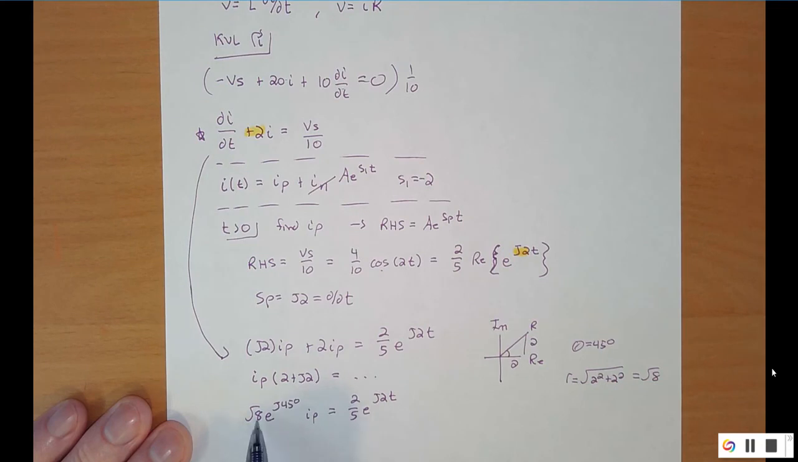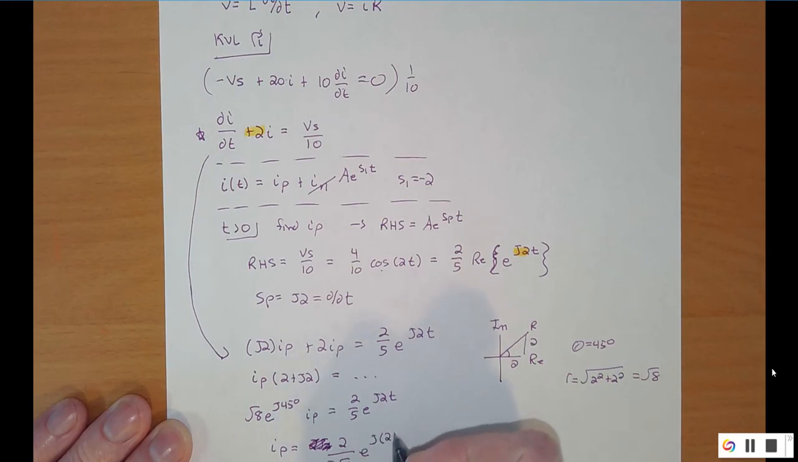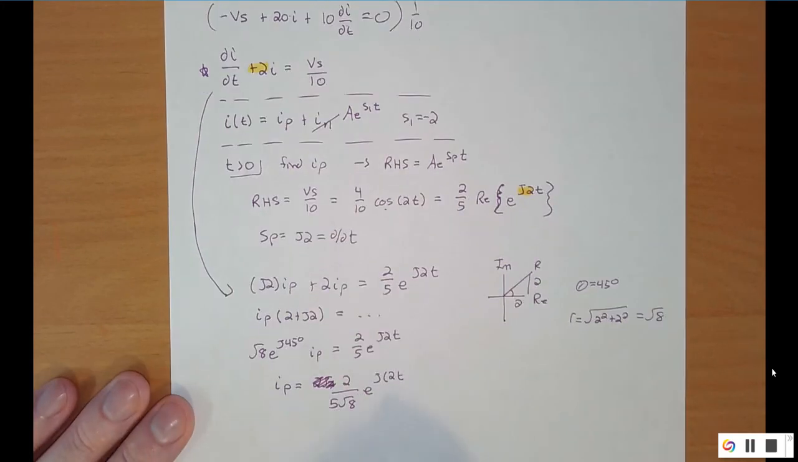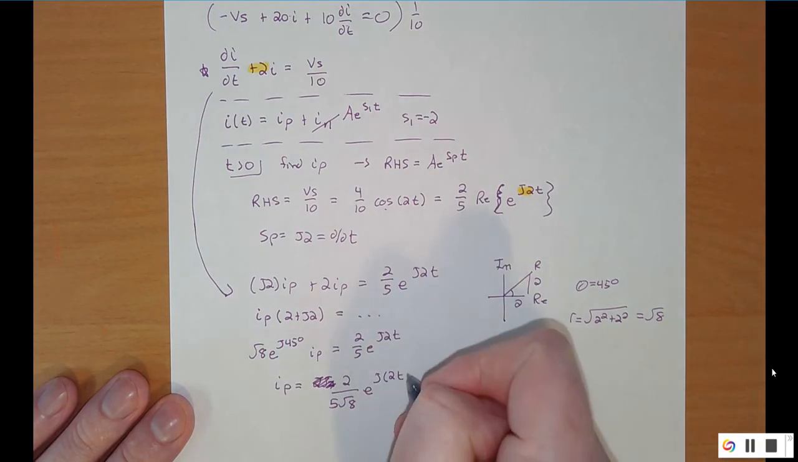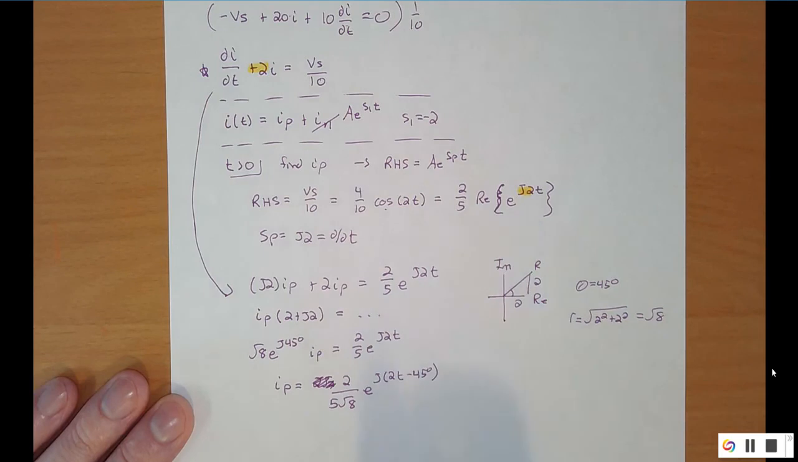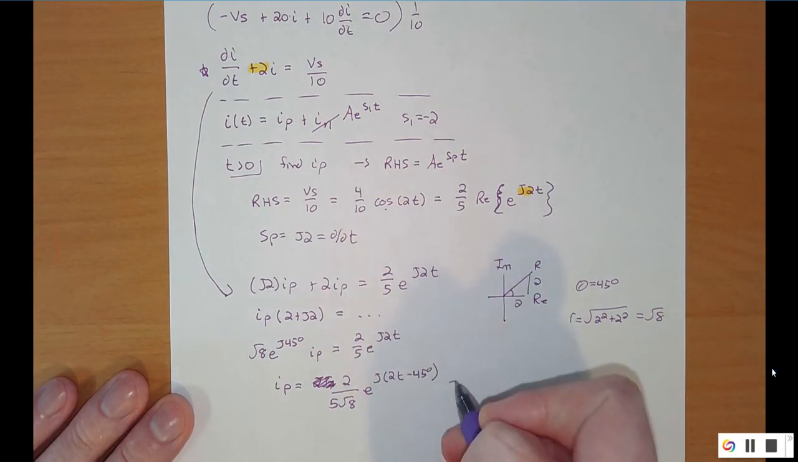So we wanted to convert this into a complex exponential, so that we can then do our exponential math and get this down to a single term. So we're going to divide this over here. So we'll get I particular equal to 2 divided by 5 square root of 8. And then we'll get e to the j 2t. The 2t comes from here. And then we're going to divide it by the 45 degrees. And that's the same thing as subtraction. So minus 45 degrees.